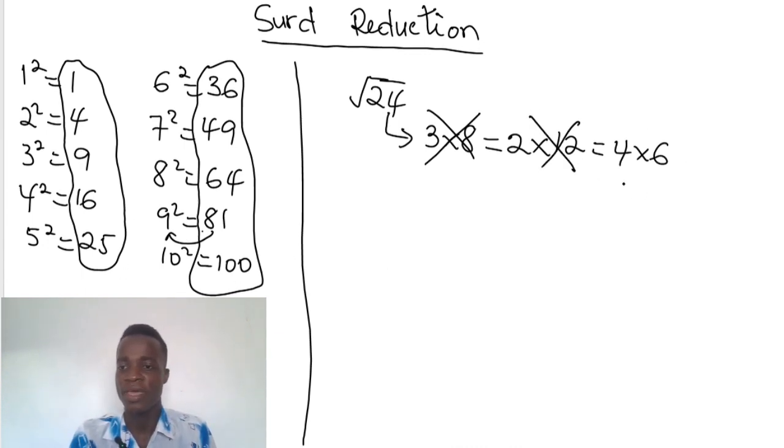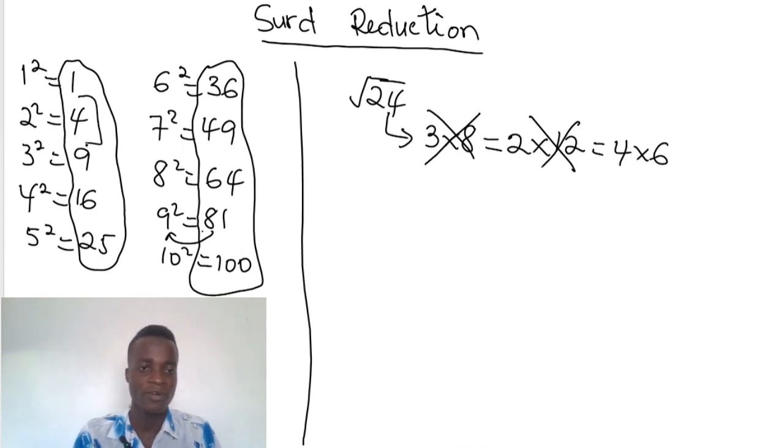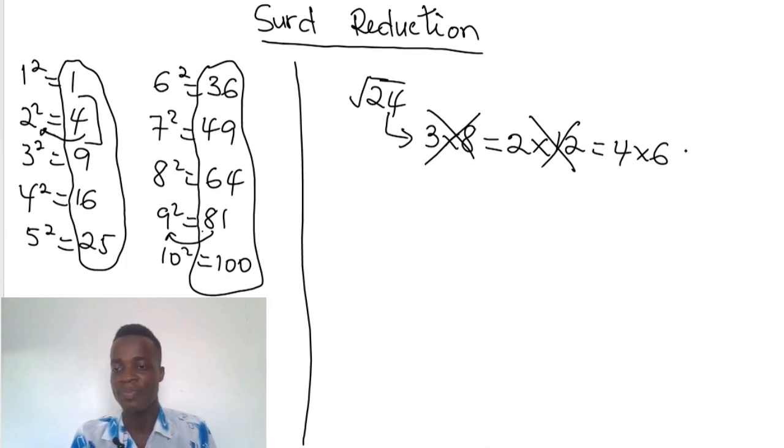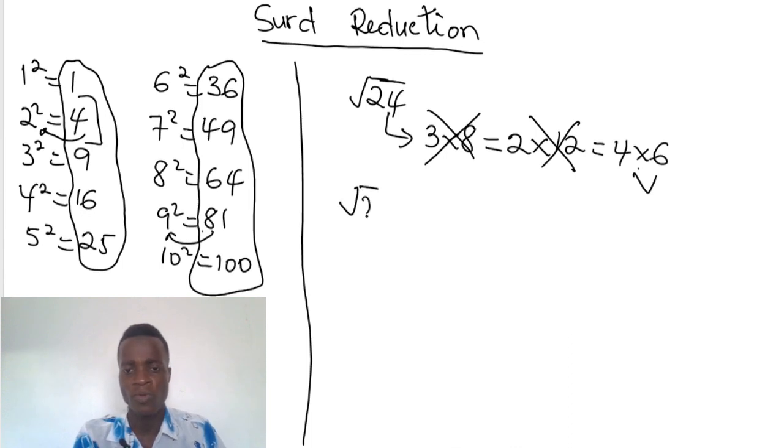And let's look at this pair. 4 times 6. We look at 4, right? 4 is here. 4 can easily be traced to 2 as the root. Yeah, fine. 6 is not there. But in this pair, at least there is one perfect square. So this pair is valid. So our square root of 24 will now become square root of 4 times square root of 6, because that's the pair that we choose.